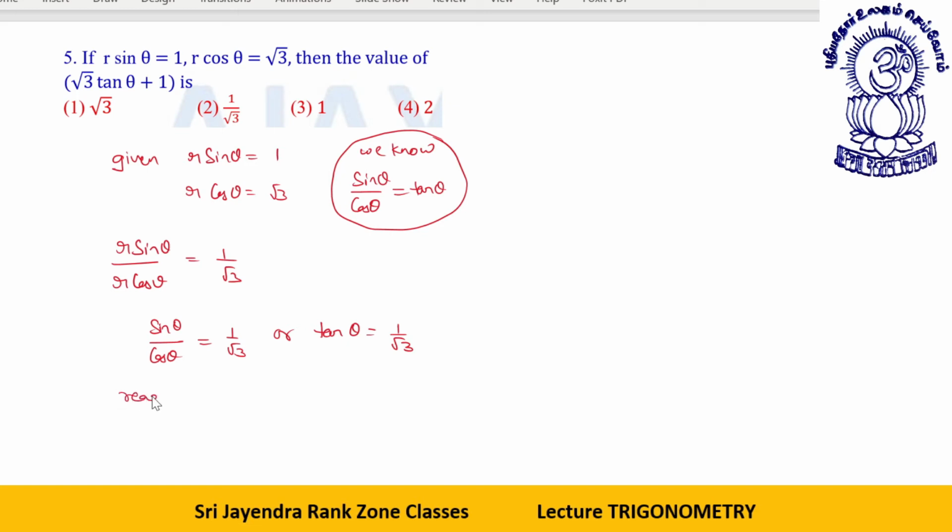Now what is required? Root 3 tan theta plus 1, that is root 3 into 1 by root 3 plus 1, that gives me 1 plus 1 is equal to 2. Clear, dear students? Do we have any such option? Option number 4 is the answer. You can have a look over it if you want before I proceed to the next one.